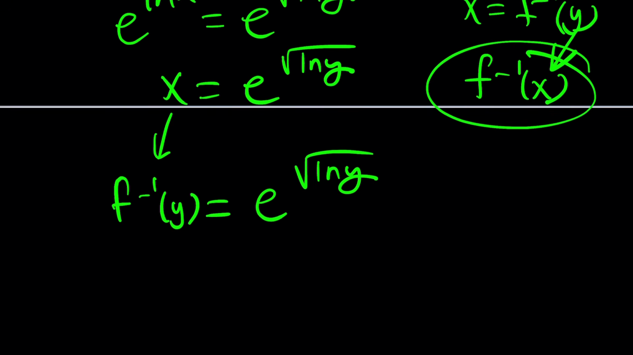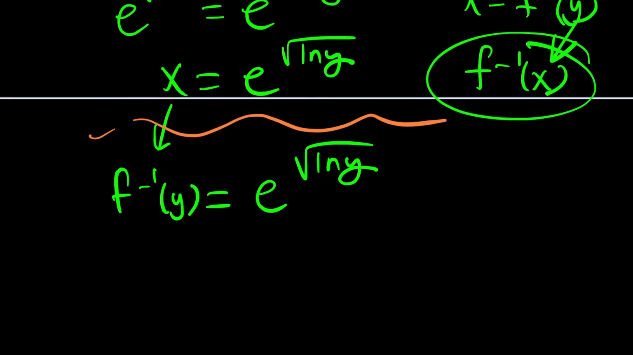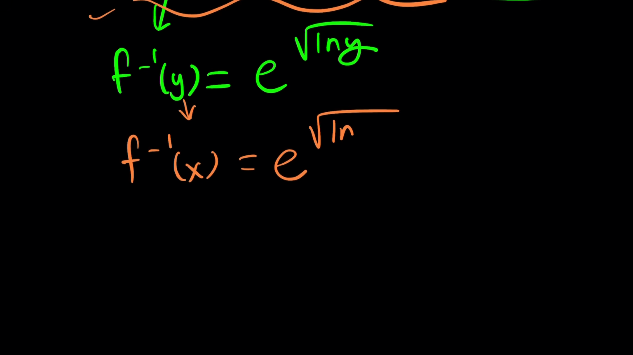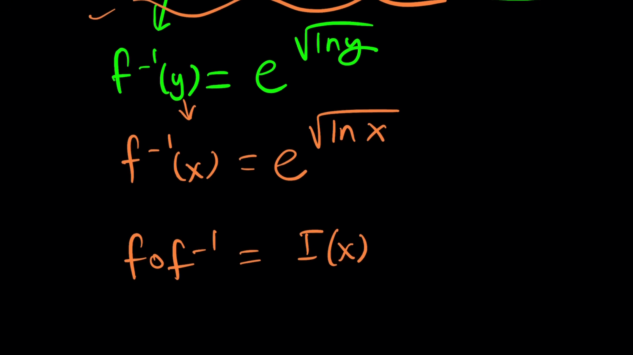But now, forget about everything else before this. Now, focus on this. And remember, our goal is to find f inverse of x. All you have to do is replace y with x, and you're done. And that'll give you e to the power square root of ln x. And guess what? You can check this with numerical values or just plug it in, because f composition f inverse should give you the identity function, which should give you x when you input x. Okay, so this is one of the inverses. You got to find the other one.